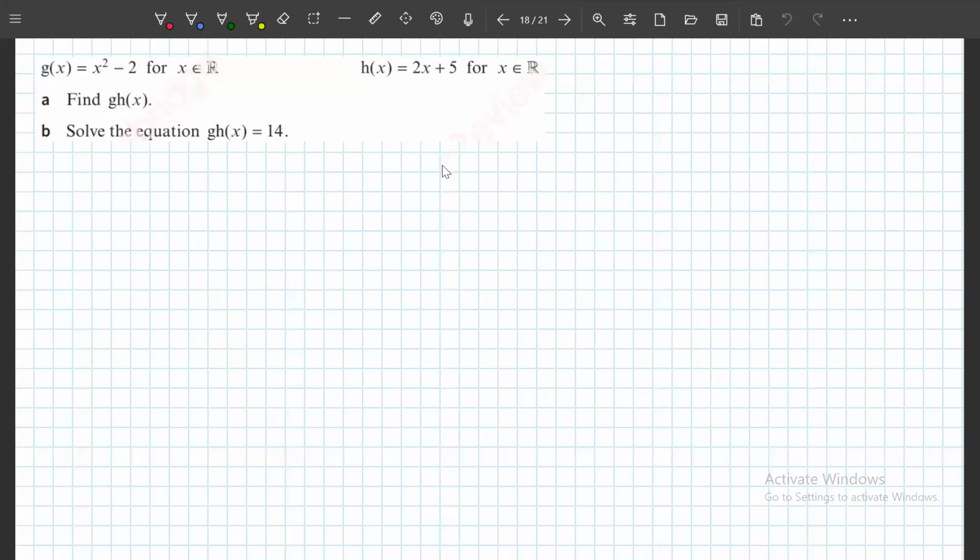Hi viewers, this is the second part of composite function as well as inverse function. So here we will solve a few questions related to composite and inverse function, using little bit different techniques. Let's have a look at how, when we have quadratic functions, we find the composite as well as the inverse.